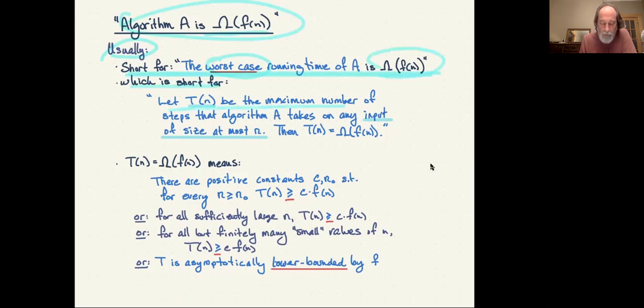Okay, so that's short for the same thing. Let t of n be the maximum number of steps the algorithm takes on any input of size at most n, and t of n is big omega of f of n. What does that mean? It means there are constants such that this inequality holds: t of n is bigger than some constant times f of n, except for some finite set of small values. For all sufficiently large n, or for all but finitely many small values of n, or maybe the nicest way to say it again is t is asymptotically lower bounded by f.